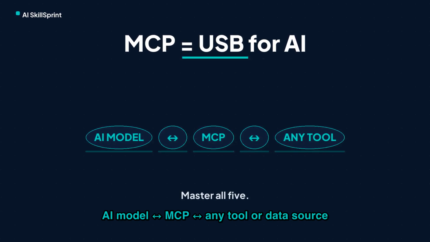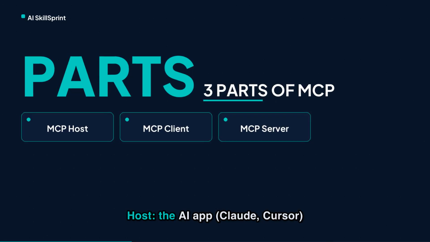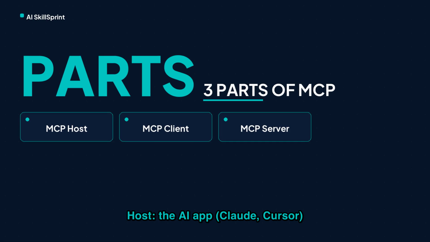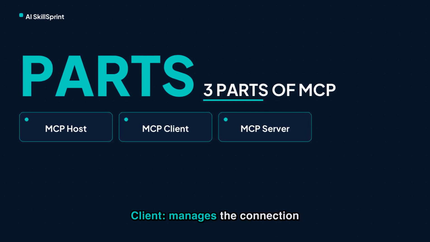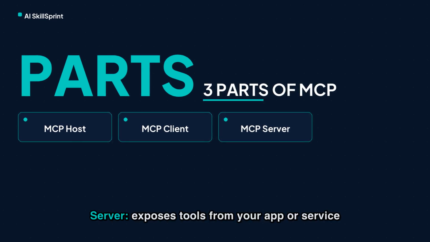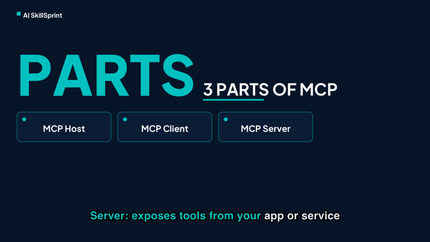MCP has 3 parts. First, the MCP host. That's the AI application: Claude Desktop, Cursor, an IDE, your own app. Second, the MCP client. That's the component inside the host that manages MCP connections. Third, the MCP server. That's a lightweight program that runs alongside an app, your file system, your database, Slack, GitHub, and exposes its capabilities in a standard way the AI can use.